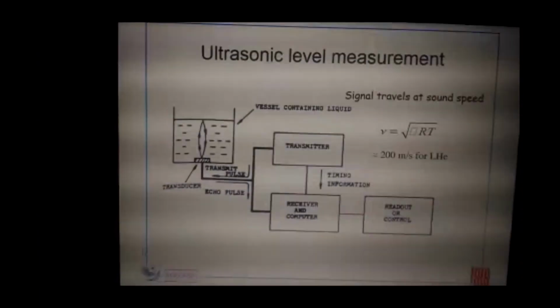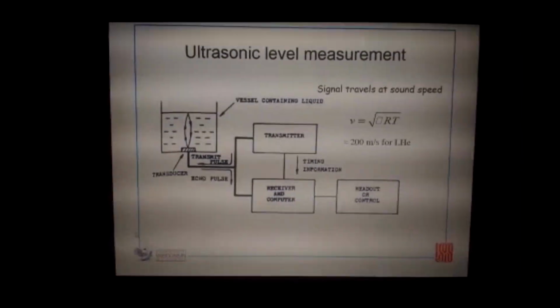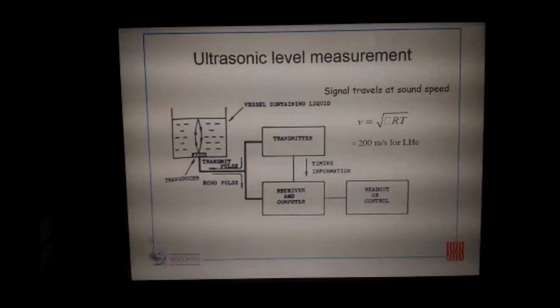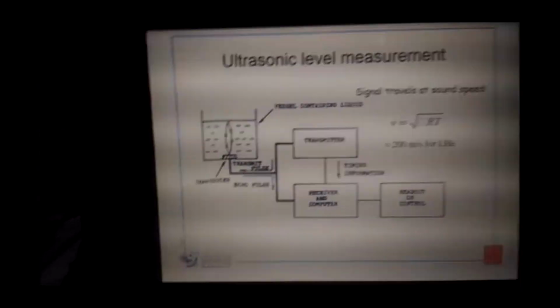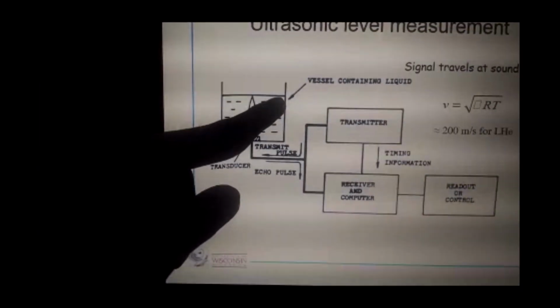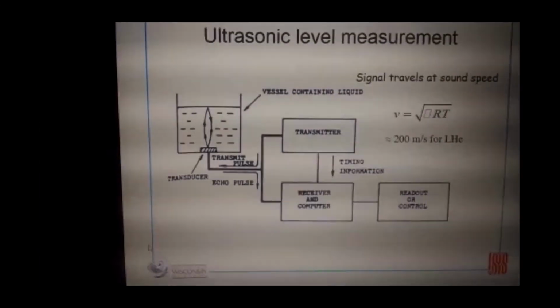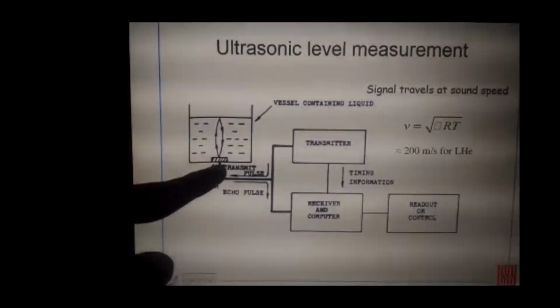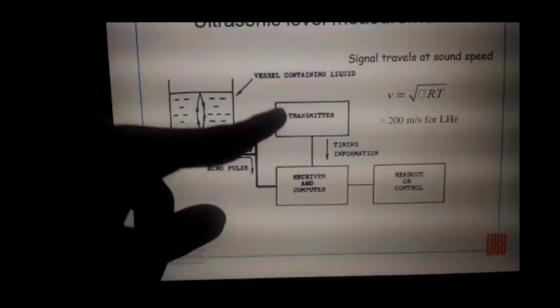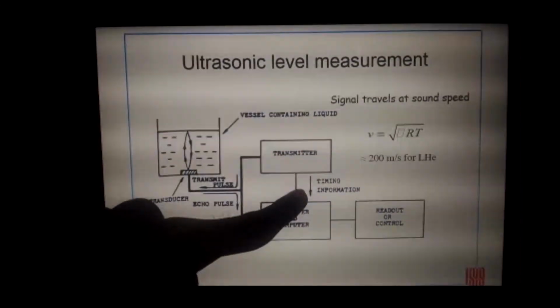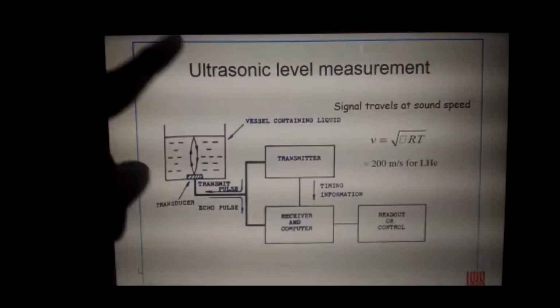Move on na nga tayong susunod. Pangalawa guys, yung ultrasonic level measurement. Simple lang to guys. Ginagamit niya yung sonic waves para ma-detect yung level ng liquid. Ayan, ito yung level. Halimbawa, ayan yung level ng liquid. Ito yung mga basic parts niya. Yung transducer, transmit pulse, echo pulse, transmitter, receiver and computer, timing information, and readout control.